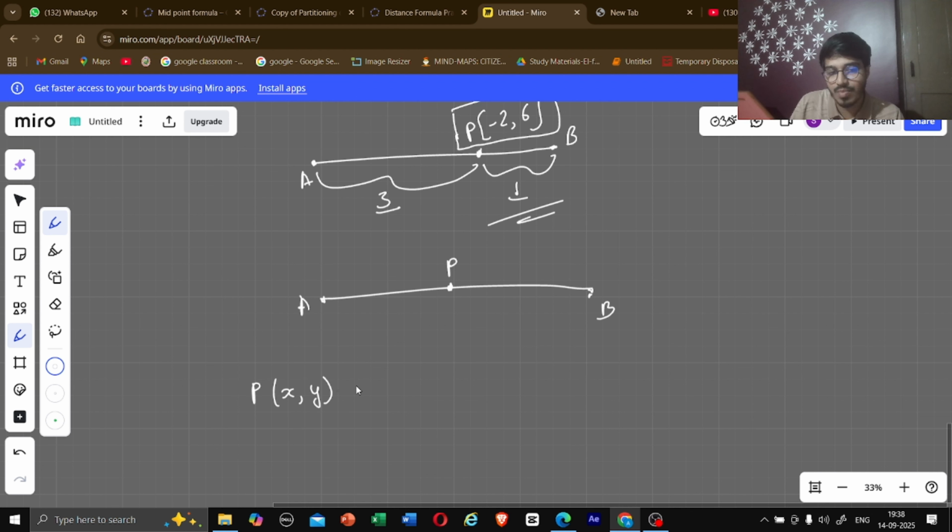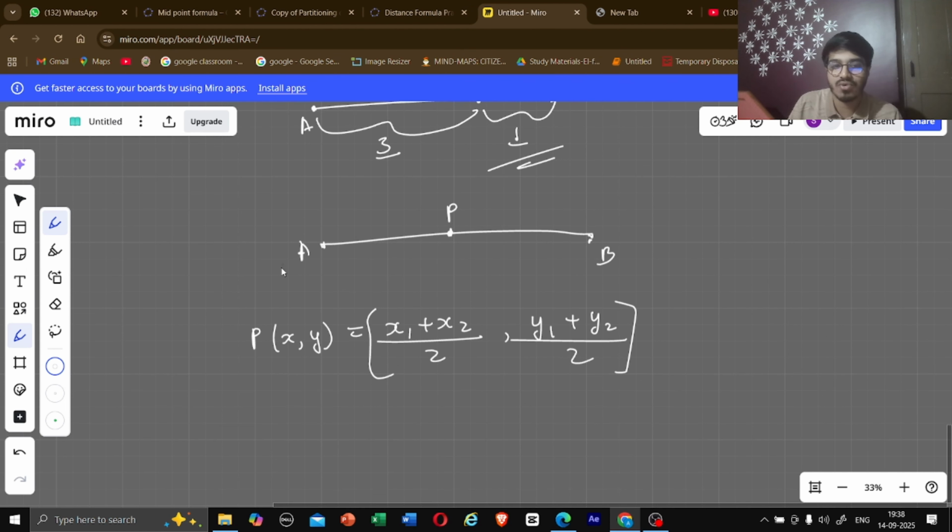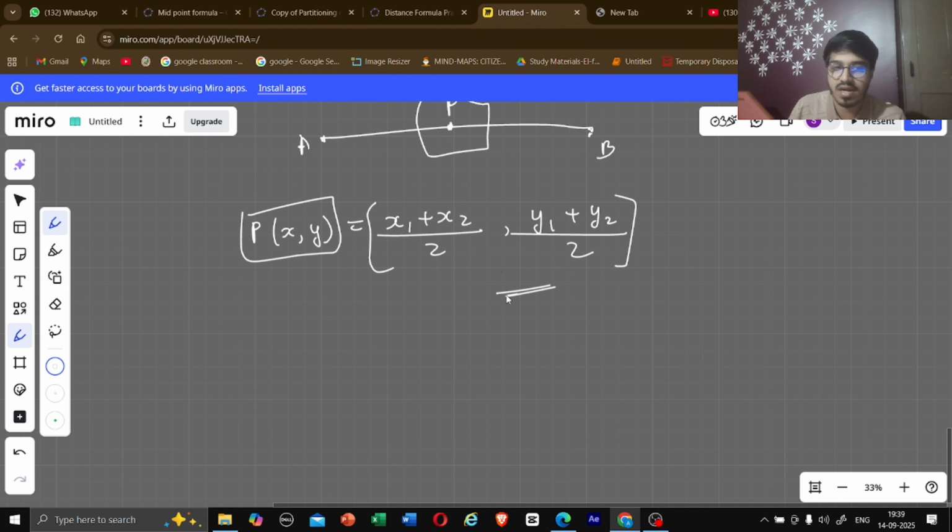This is the midpoint formula, which is (x1 plus x2) divided by 2, (y1 plus y2) divided by 2. So when they give the coordinates of A and of B, you put them here, and you get the coordinates of P. This is a very simple formula, you can try on your own. We'll move to the next concept, that is the area of a triangle.